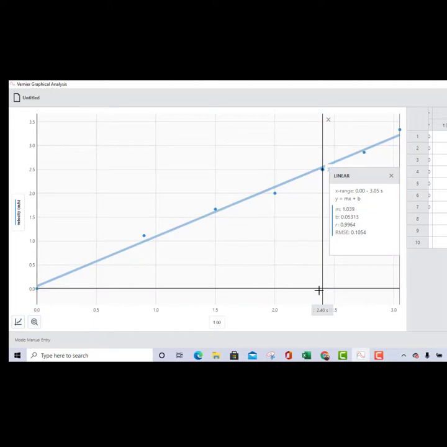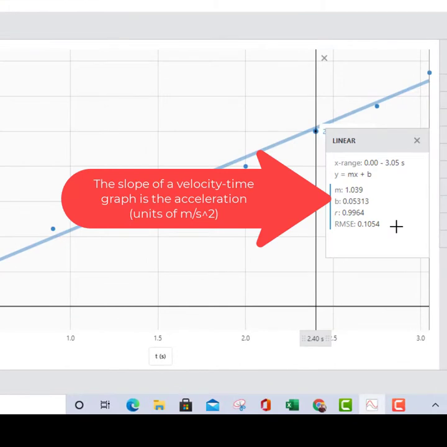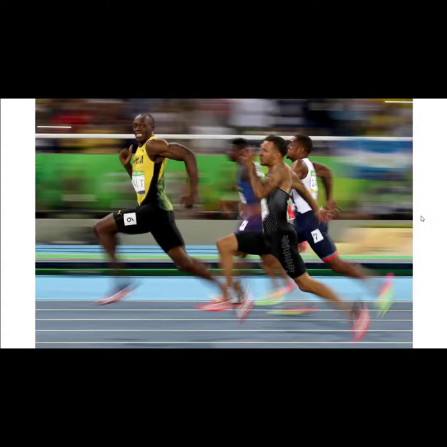We apply a linear fit. We see a much lower error than we saw before, and we have an acceleration now of 1.039 meters per second squared, because the slope of a velocity time graph is our acceleration. So I know my daughter's acceleration of 1.039 meters per second squared, and I wanted to know, maybe someone has done a similar acceleration analysis for Usain Bolt, the fastest man in the world.